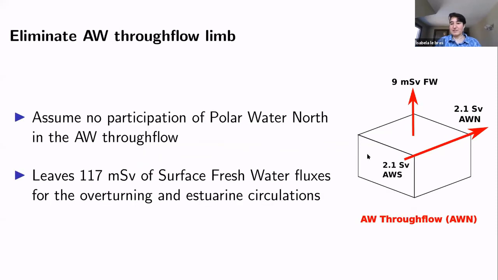So we can solve the volume and salt budget for the Atlantic water through flow limb, making that assumption. And we find, using these salinities and temperatures, that we need 9 millisvergeps of fresh water to evaporate from this limb in order to get the final product of the Atlantic water north. And that leaves 117 millisvergeps of the surface freshwater fluxes for the overturning and estuarine circulations.